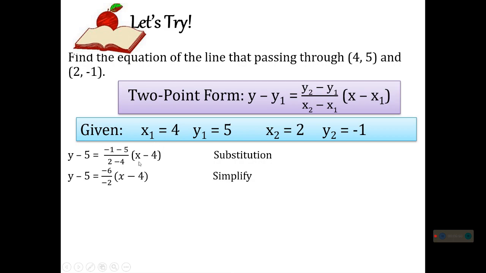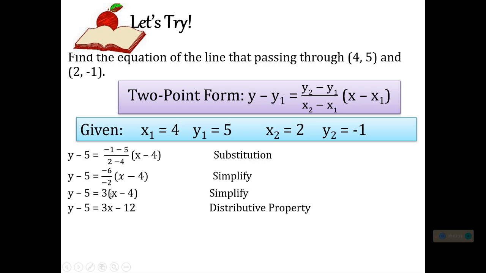Then you are going to simplify. So we have here y minus 5 equals negative 6 over negative 2. We have here negative 6 because it is the answer when we combine negative 1 and negative 5. Then, we have here negative 2 on the denominator because 2 minus 4 is negative 2. Then, just copy the remaining parts of the equation. And then, still you are going to simplify. We have here y minus 5 equals 3 times x minus 4. As you have noticed, we no longer have negative 6 divided by negative 2 because we already simplified it. Negative 6 divided by negative 2 is 3. So, that's why we have here 3.